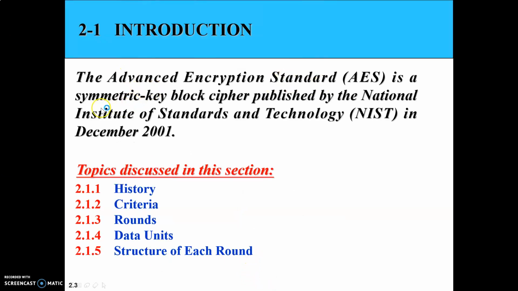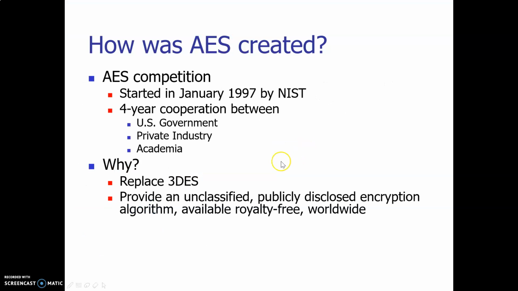Now AES is a symmetric key block cipher. Because it is symmetric key, automatically the same key is going to be used for encryption as well as decryption, and as it is a block cipher, encryption is going to be performed on a group or a bunch of bits. This AES algorithm was published by NIST in December 2001. The reason for the invention of AES is that they wanted to replace the already existing triple DES as it was very prone to cryptanalysis.